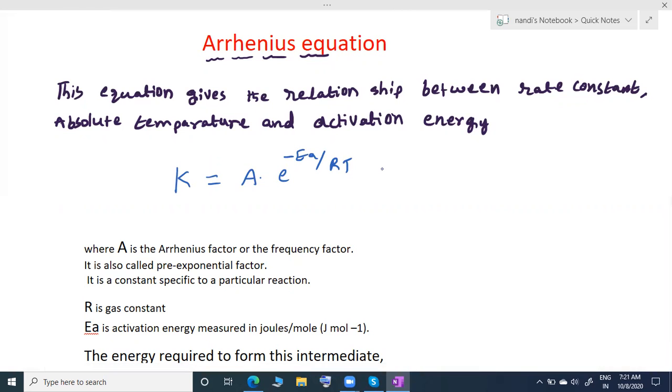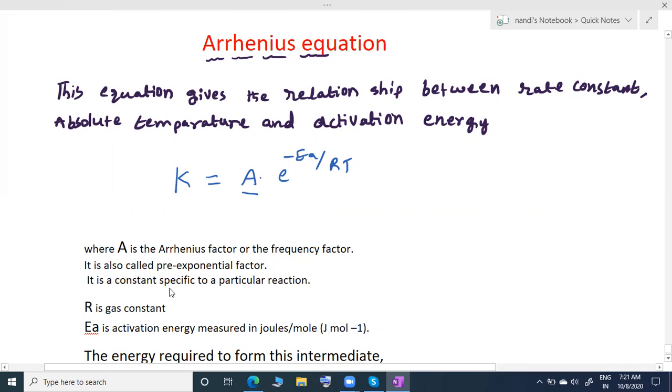We know that simply when temperature increases, the rate constant increases. Our rate constant depends upon temperature. By changing temperature, the rate constant also changes. But how much change? How to calculate that change? That relation is given by the Arrhenius equation. So here k is the rate constant, and A, as mentioned in the NCERT book, which we copied here, is the Arrhenius factor or the frequency factor. It is also called the pre-exponential factor.